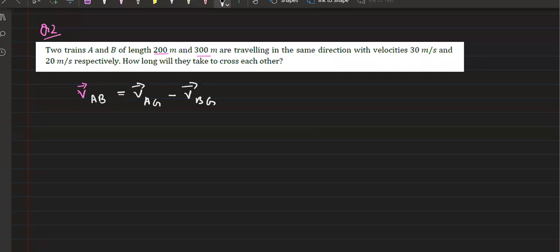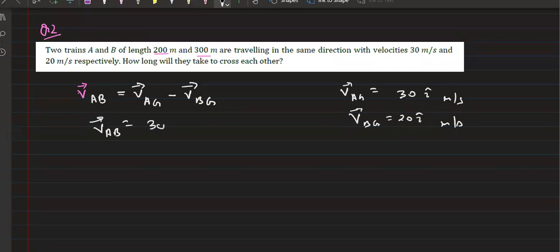Now, it is said that both are moving in the same direction. So velocity of A with respect to ground, if it is 30 i cap, then velocity of B with respect to ground is also 20 i cap, okay? Why? Because they're moving in the same direction. Got it, everyone? So velocity of A with respect to B is equal to what? 30 minus 20, 10 i cap meter per second. But here you just have to talk about the value. So magnitude of VAB is equal to 10.